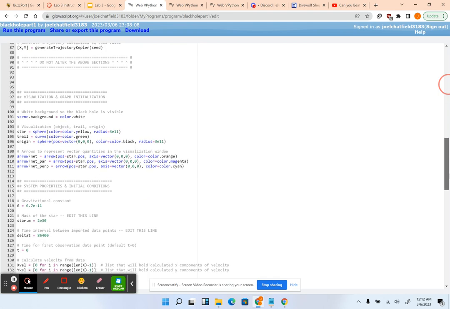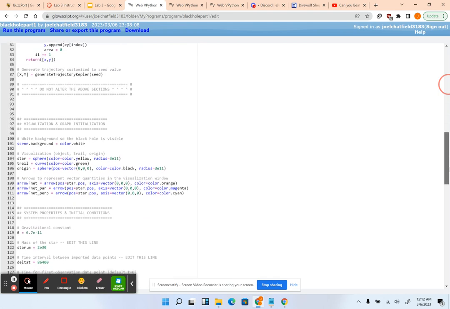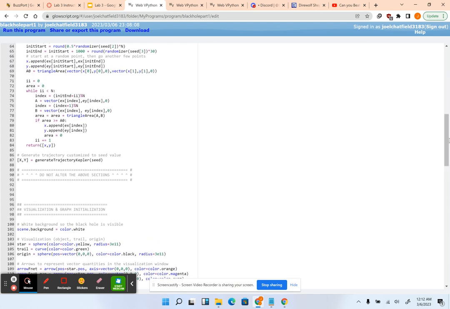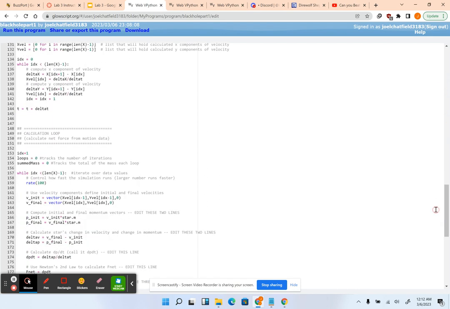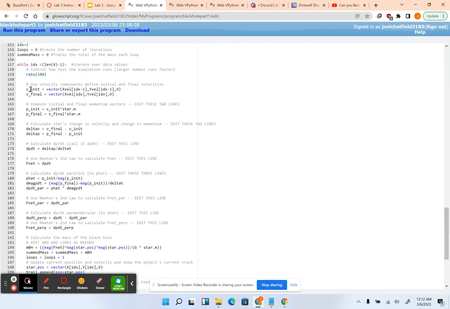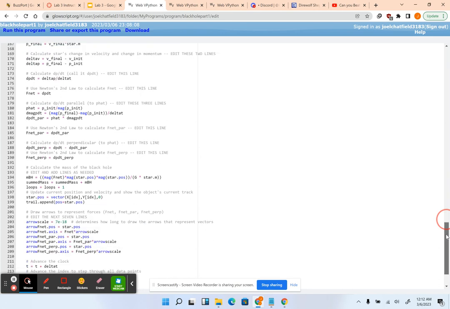Here's the code for the first part. These are the base vectors and trajectories used for a lot of them, and then these are delta x and delta y, which are determined by iterations. And then these are the vectors. The initial vector is the previous value for x and y, and final is the current value. Change is final minus initial, and the momentum is just initial and final times the mass of the star to find its momentum.